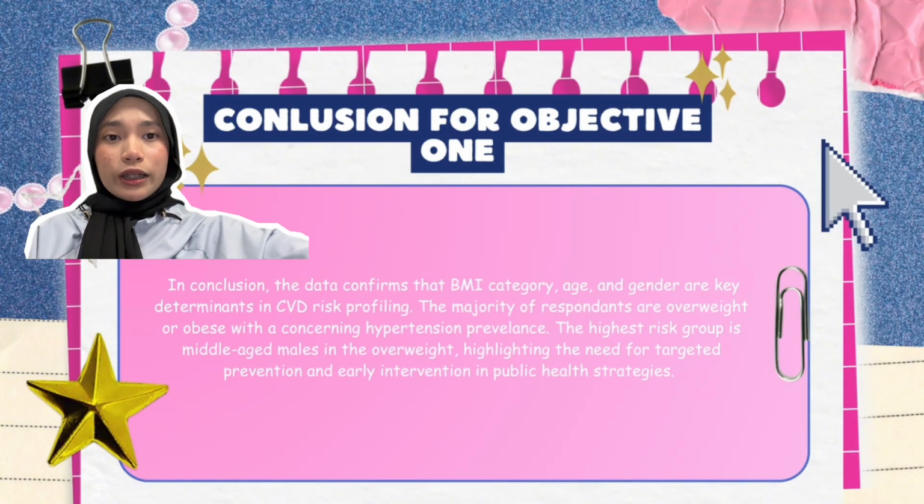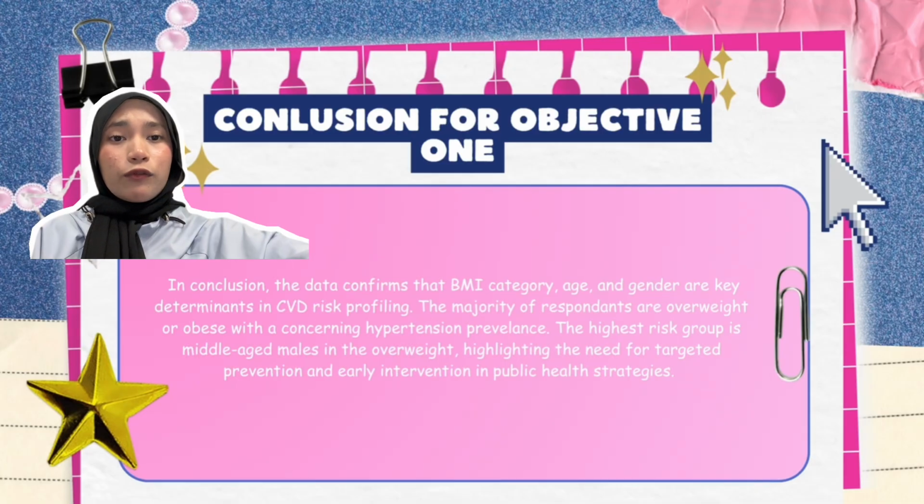In objective 1, we can see that the data confirm that BMI category, age and gender are key determinants in CVD risk profiling. The majority of respondents are overweight or obese with a concerning hypertensive prevalence. The highest risk group is middle-aged male in the overweight category, highlighting the need for targeted prevention and early intervention in public health strategies.